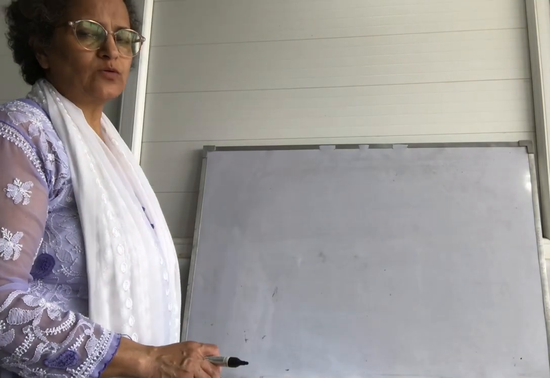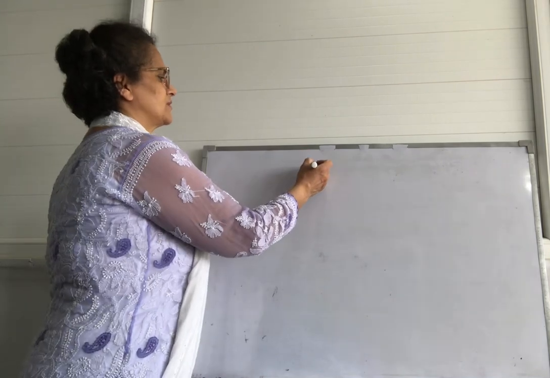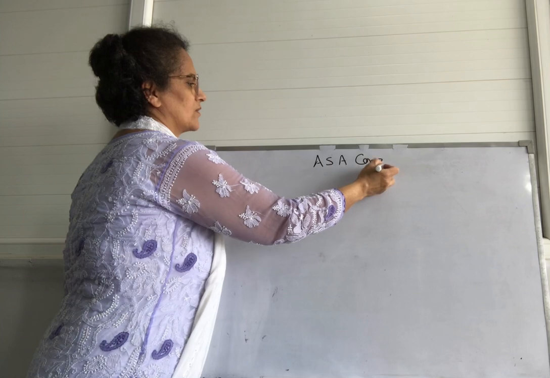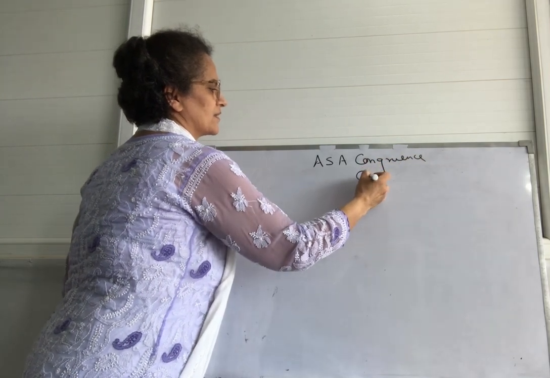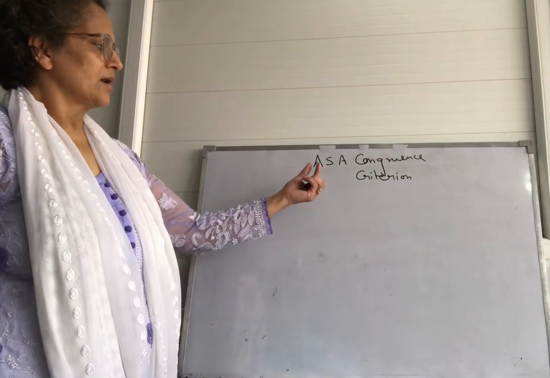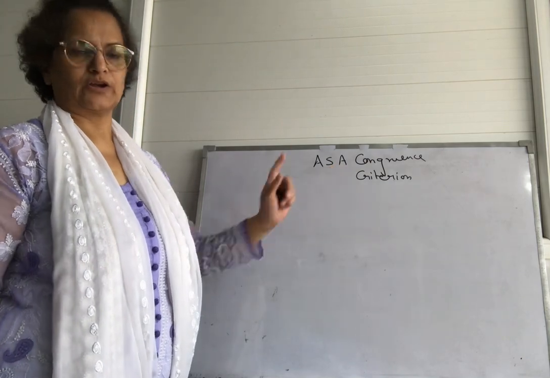We will learn about the ASA congruence criterion. Two angles and the side should be included.